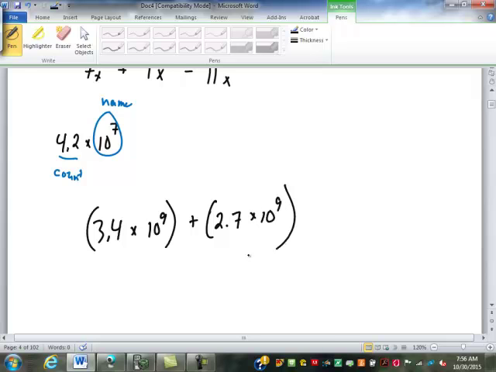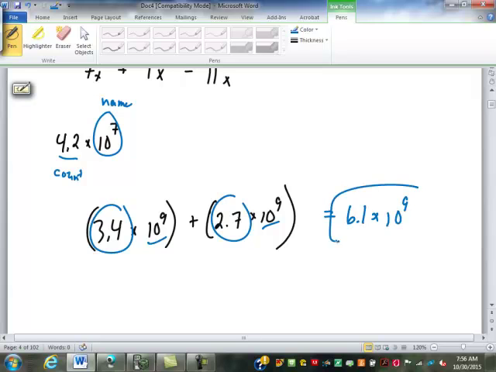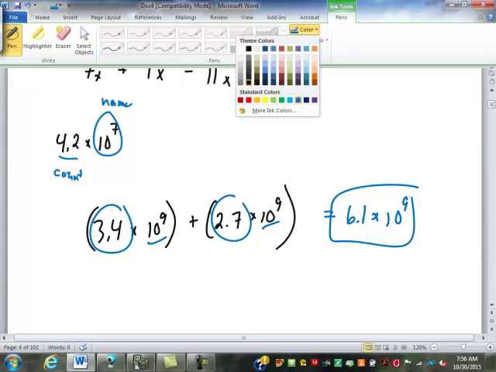Can I add those? Do they have the same name? Yeah, they're both 10 to the 9th. What am I going to do to add them? Well, when I add, I always combine the counts. 3.4 and 2.7 make 6.1, and I keep the same name. Exact same rules as any other form of numbers.